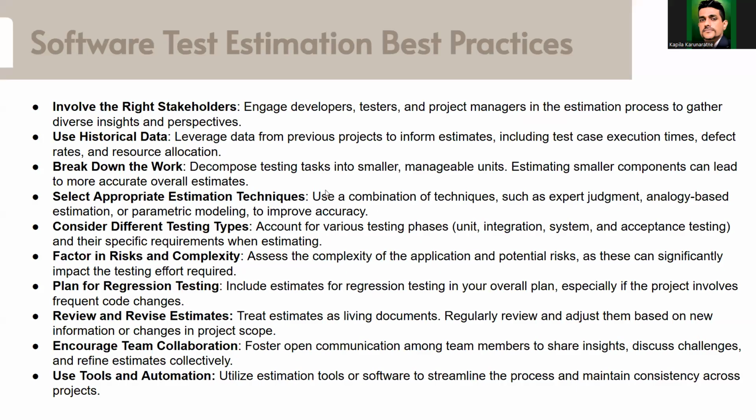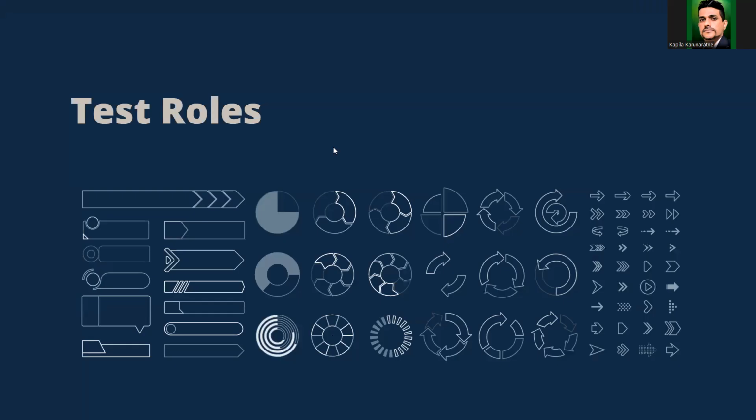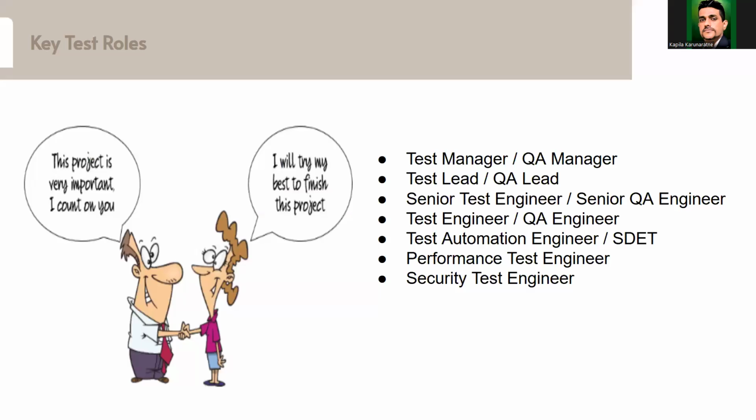So if you know the correct model and use the correct technique, you can derive the estimation. Right? Once you derive the estimation, you need to identify the correct roles that you need to put against these efforts. Basically, test manager, QA manager, test lead, QA lead, senior test engineer, test engineer, automation engineer, performance engineer, security engineer. These are the various roles that we will have.